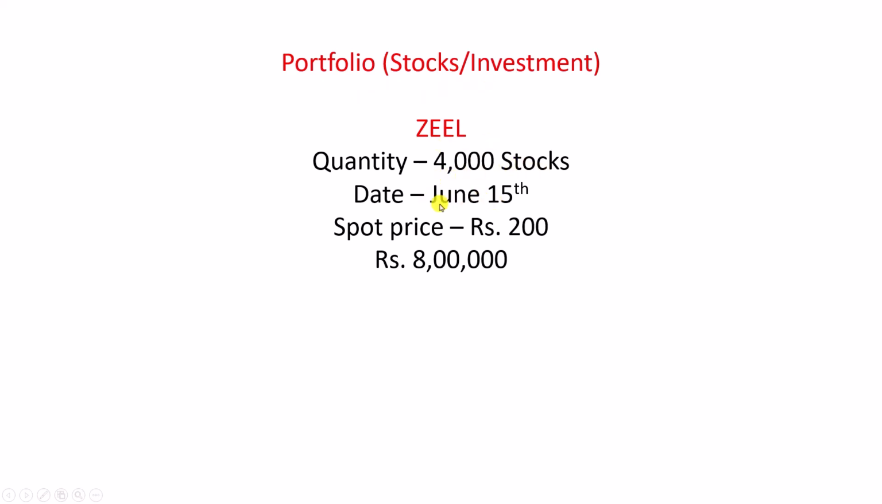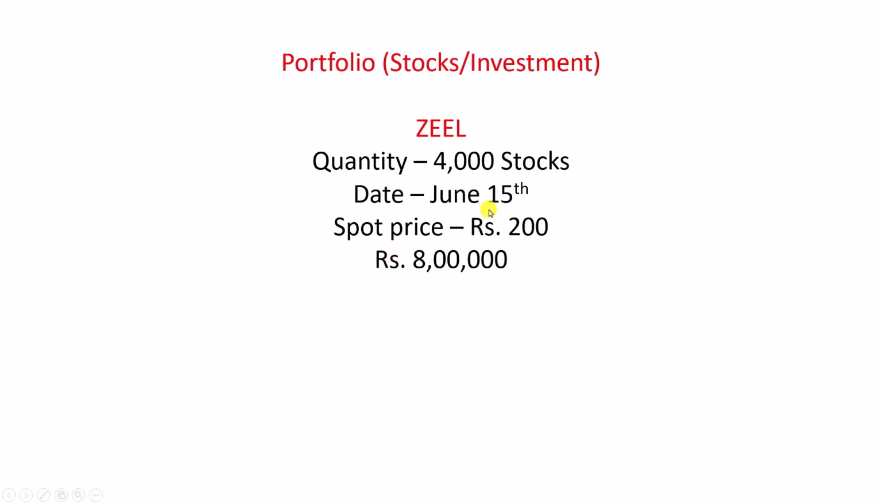Now let us say that today is June 15th, and the spot price of ZEAL is 200 rupees. Today on June 15th, one stock of ZEAL costs 200 rupees. So basically, my portfolio is worth 8 lakh rupees. 4,000 into 200 is 8 lakh rupees. So this is the worth of my investment. Rupees, dollars, yen, it doesn't matter.